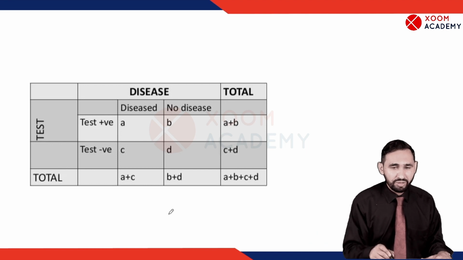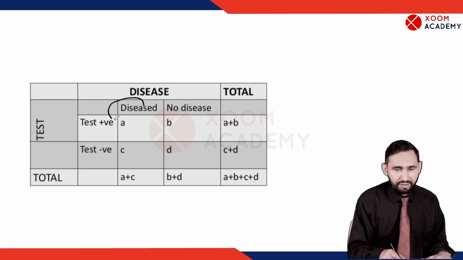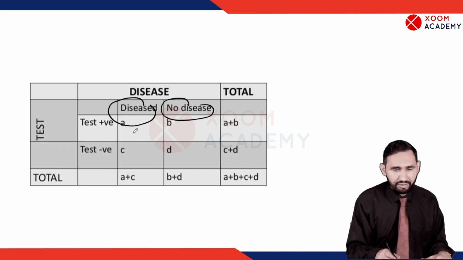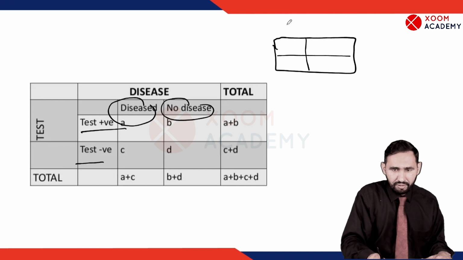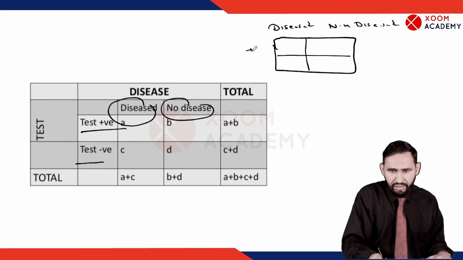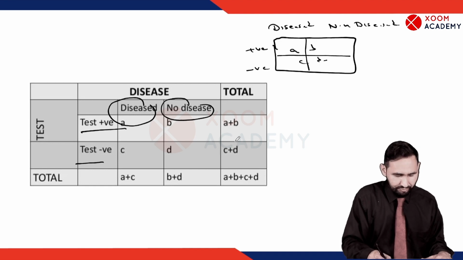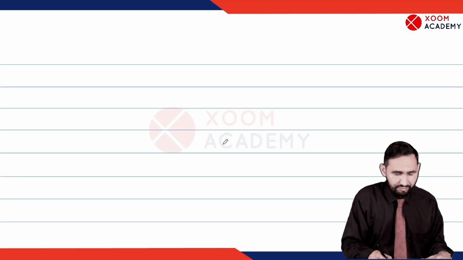How to draw a 2 by 2 table? Those who are diseased, those who are non-diseased, then test positive and test negative. You can draw it in this way. These are diseased. Here we see the disease criteria, and there are two groups, those who are diseased and those who are non-diseased, and the test can be positive and negative. A, B, C, D. This is the 2 by 2 table of a screening test.